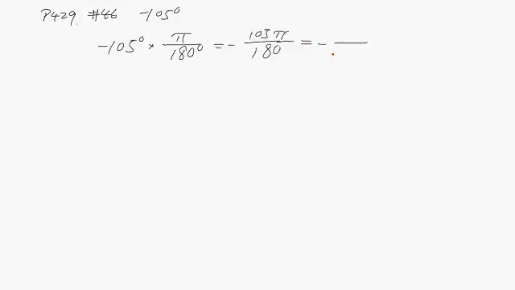Actually, 105 is equal to 15 times 7, and 180 is equal to 15 times 12. And then you cancel the common factor. Finally, you get 7 pi over 12. So right now, this fraction is in the lowest terms and also in the exact form, right? In this way, we just convert this degree measure to radian measure.